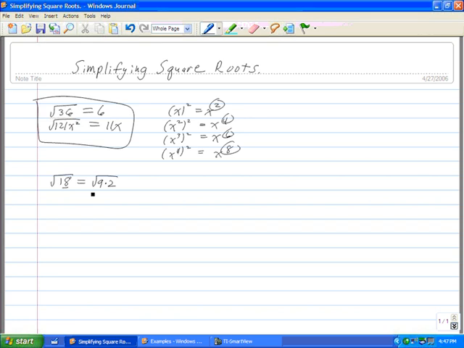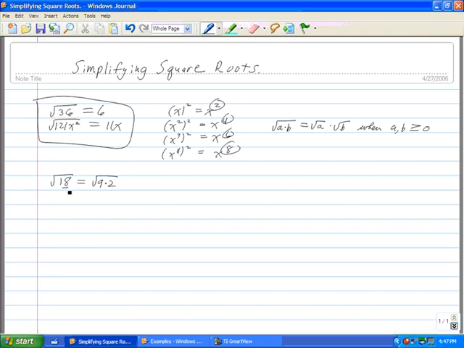Now we have a rule that will allow us to simplify this. And we have a rule that says the square root of a times b is equal to the square root of a times the square root of b when both a and b are greater than or equal to 0. And basically you can read that to mean when they aren't negative values.